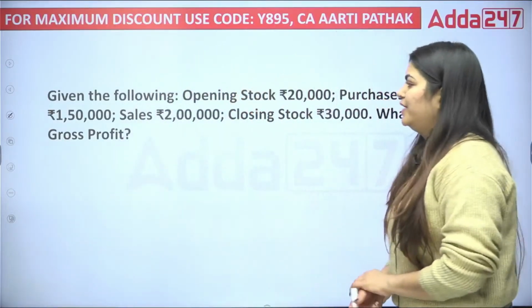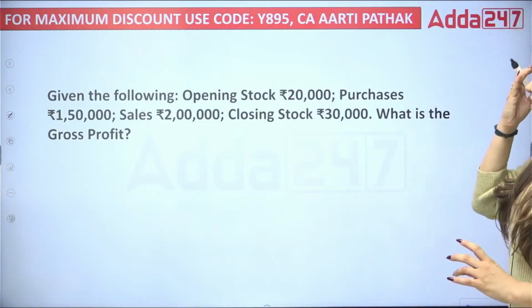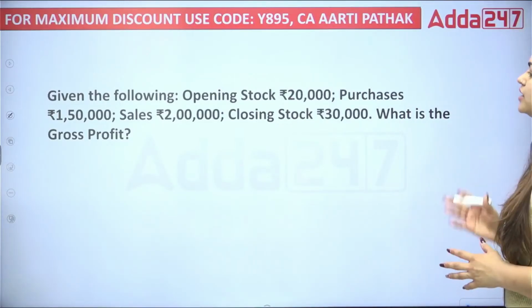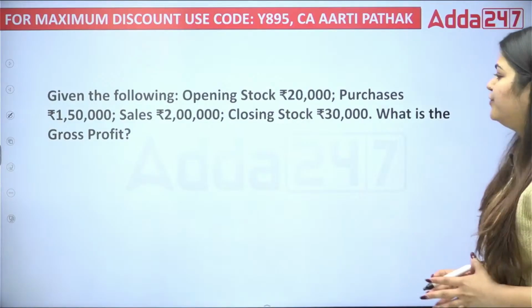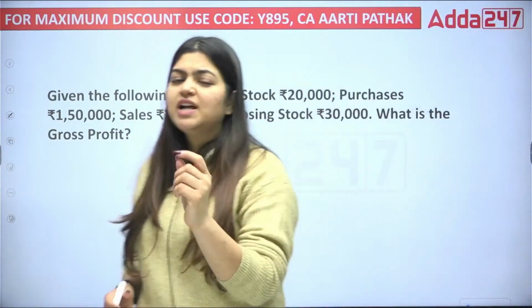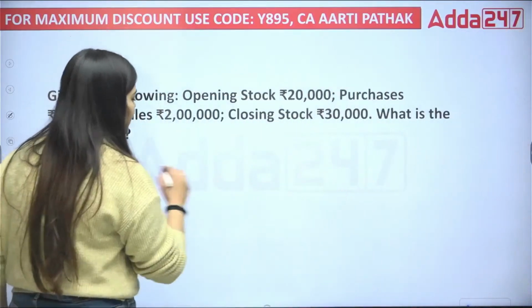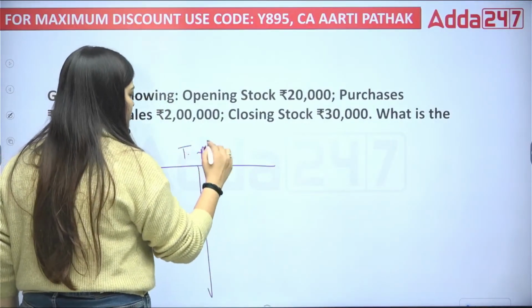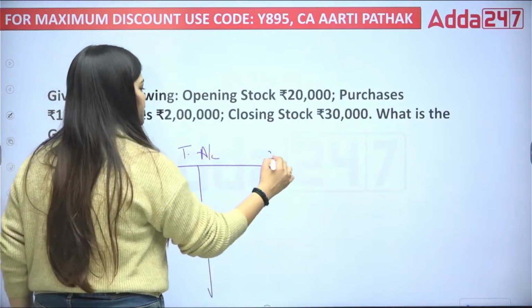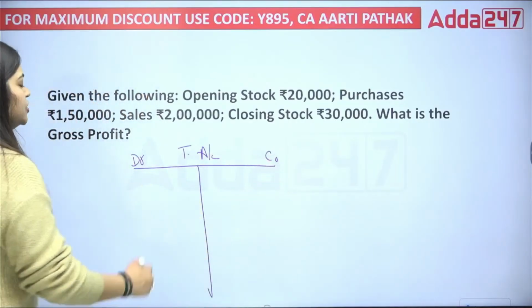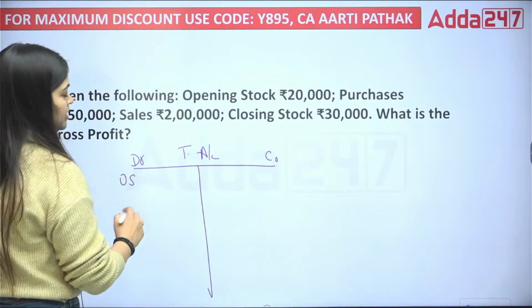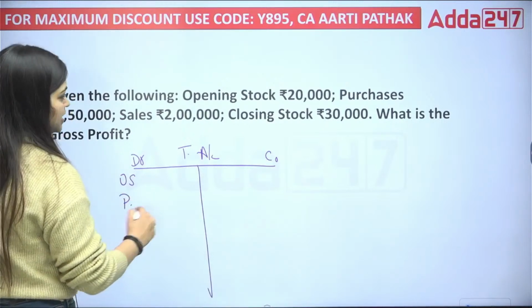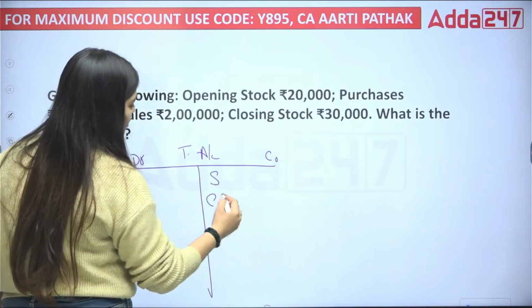Given the following: opening stock 20,000, purchases 1,50,000, sales 2 lakh, closing stock 30,000. What is the gross profit? When you're starting initially, just prepare the T-shape account. This is your trading account. This side is your debit, this side is the credit. Now, opening stock you will see on the debit side, purchases here, sales here, and closing stock on this side.